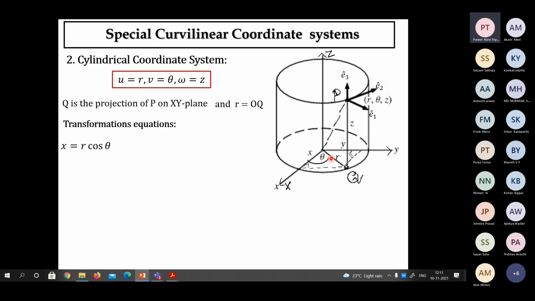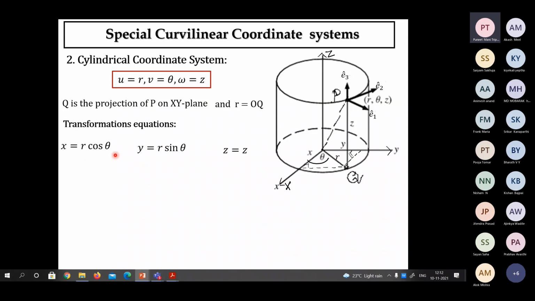So x equal to r cos theta, y is equal to r sin theta, and z remains the same. These are called the transformation equations. On the right hand side, what you have is r, theta, z components. On the left hand side, what you have is the rectangular Cartesian coordinate system. So these are the parameters corresponding to the cylindrical coordinate system, r, theta, z. From these parameters, you can arrive at the Cartesian system x, y, z.